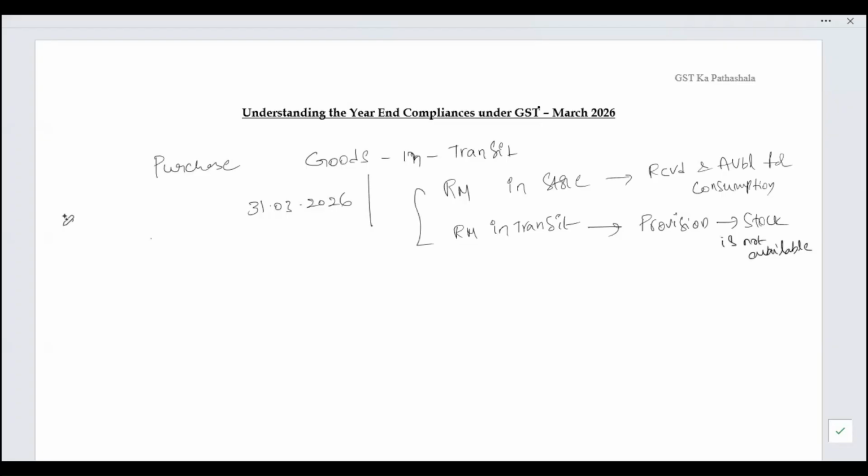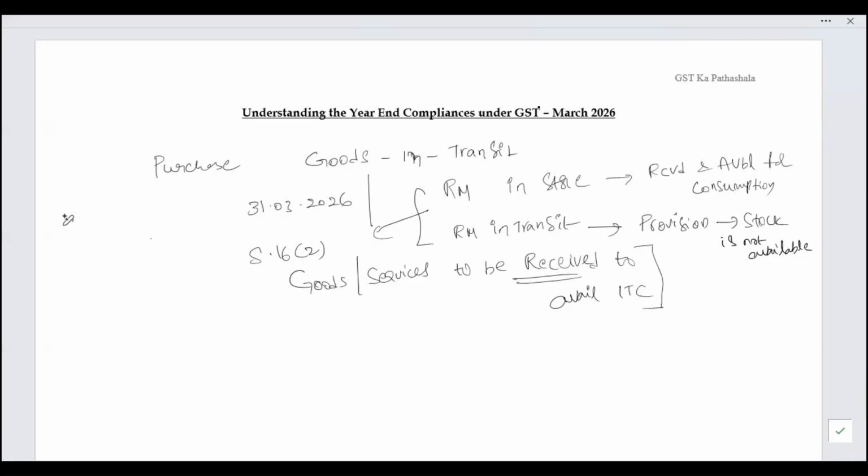Why we talk about this raw material is, as per section 16, subsection 2, goods or services to be received to avail input tax credit. So what is in transit? I just make a provision. Have you received these goods? Answer is no. So till you receive those goods, you cannot claim input tax credit.